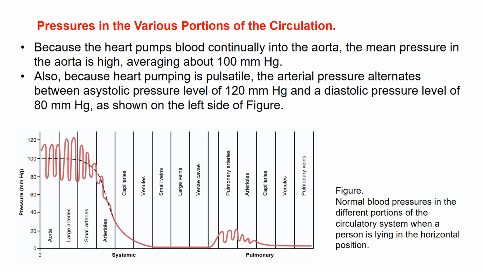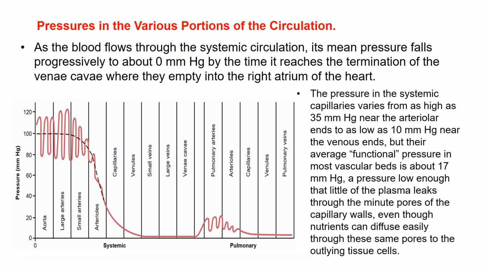Pressures in the various portions of the circulation. Because the heart pumps blood continually into the aorta, the mean pressure in the aorta is high, averaging about 100 mm of mercury. Also, because heart pumping is pulsatile, the arterial pressure alternates between a systolic pressure level of 120 mm of mercury and a diastolic pressure level of 80 mm of mercury, as shown on the left side of the figure. Figure: normal blood pressures in the different portions of the circulatory system when a person is lying in the horizontal position.